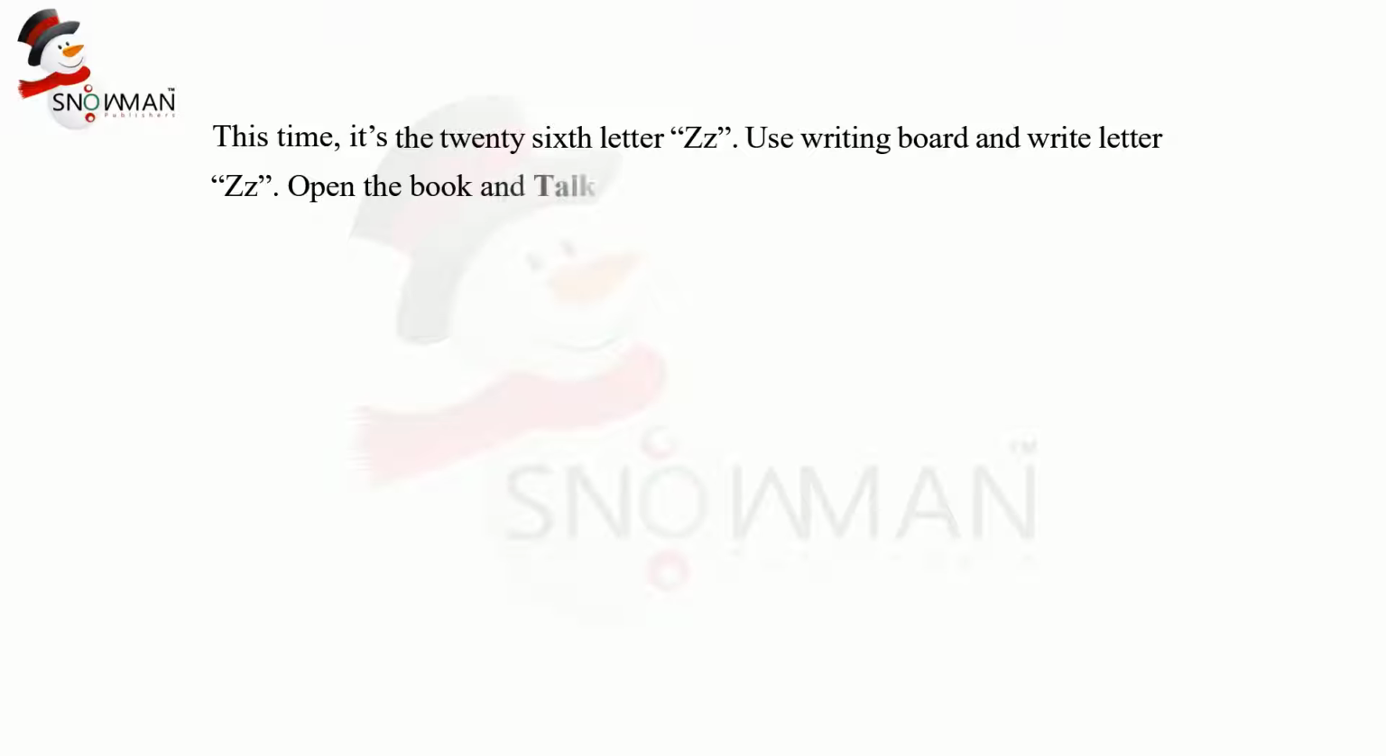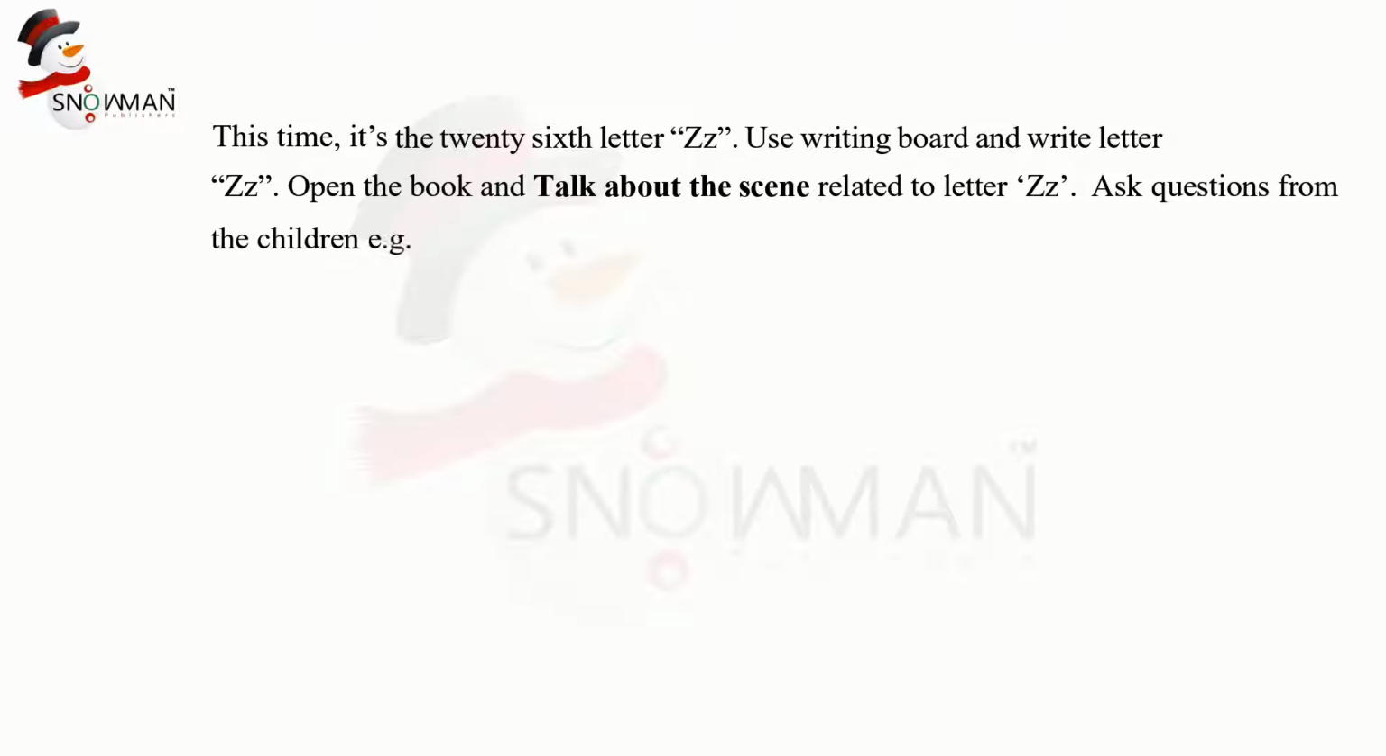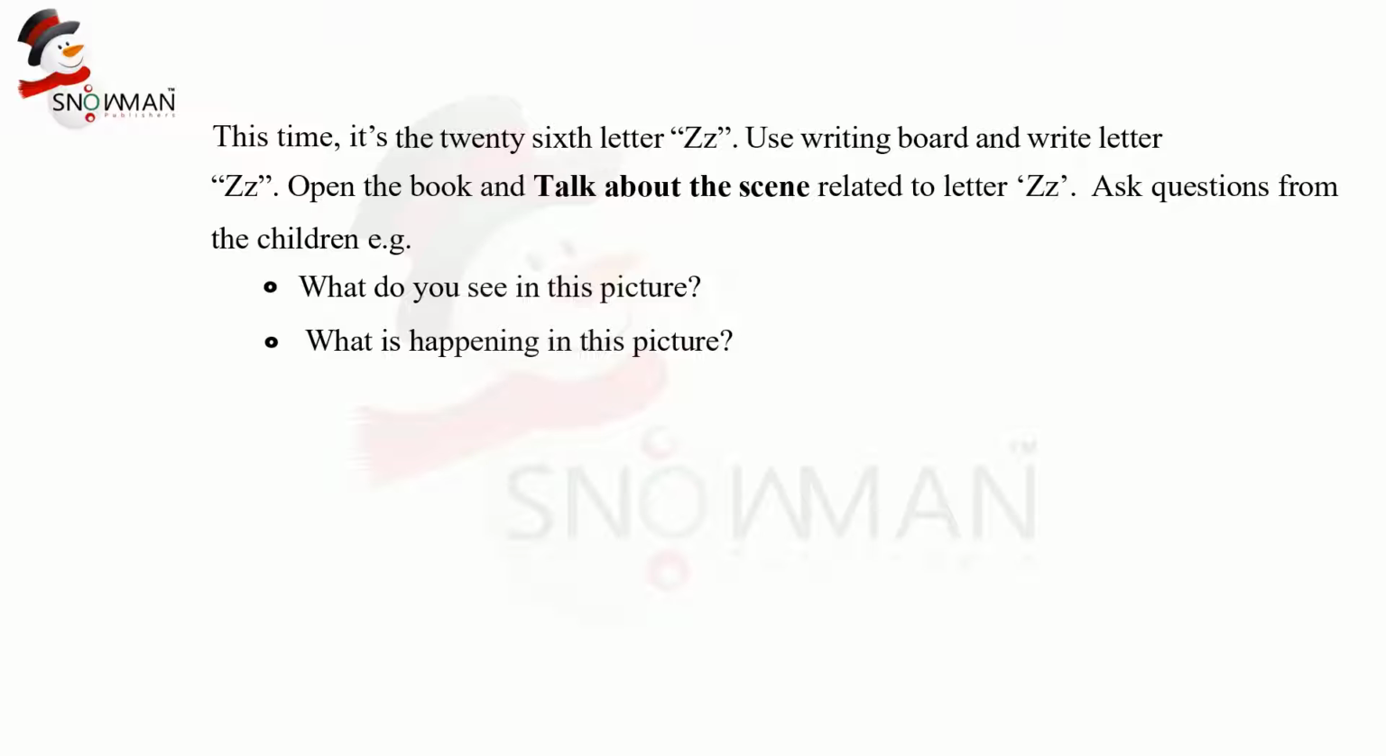Open the book and talk about the scene related to letter Z. Ask questions from the children. For example, what do you see in this picture? What is happening in this picture? Ask them to identify the objects that start with the sound Z.